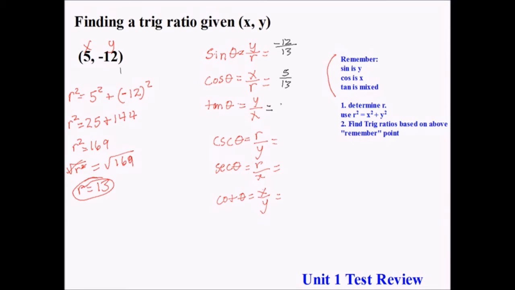And then when you multiply them, it's going to be negative 12 over 5. Your reciprocal, you just flip your fractions around. So this is going to be negative 12 over 13, 13 over 5, and negative 5/12. Questions?